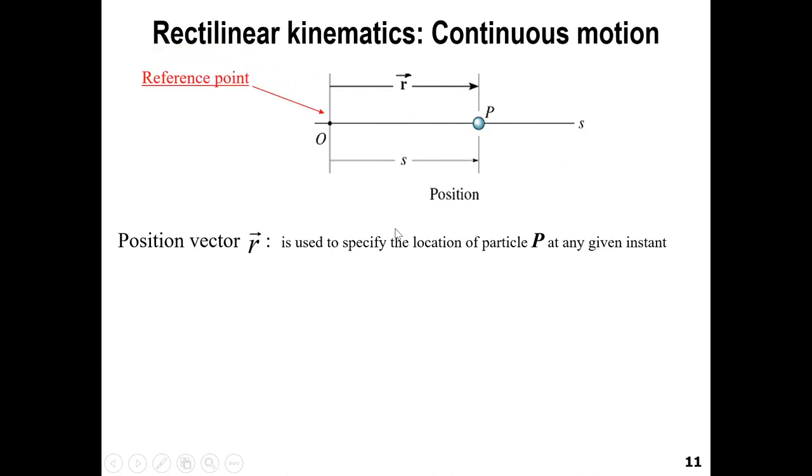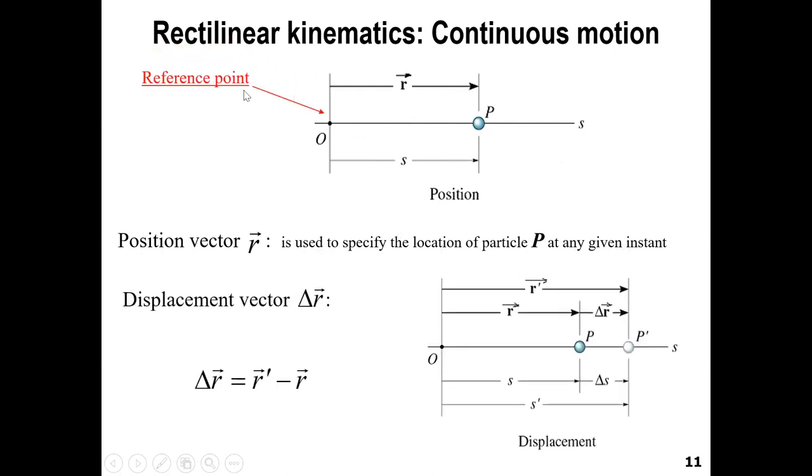The next one is displacement. And remember, you need a reference point to measure anything, so I put O here as reference. From here to here is the length. Displacement is the change of position. So particle P goes from here to a new position, P prime. Its position vector was R and becomes R prime. So technically, the displacement vector is R prime minus R, which is this delta R.